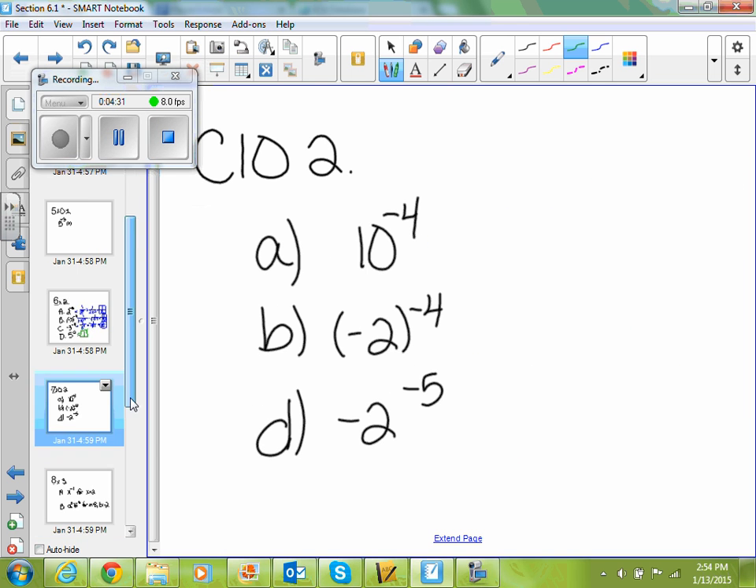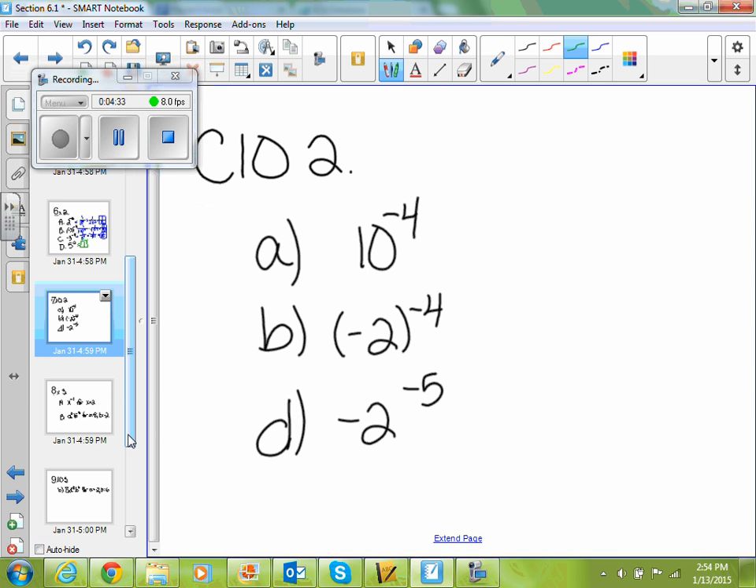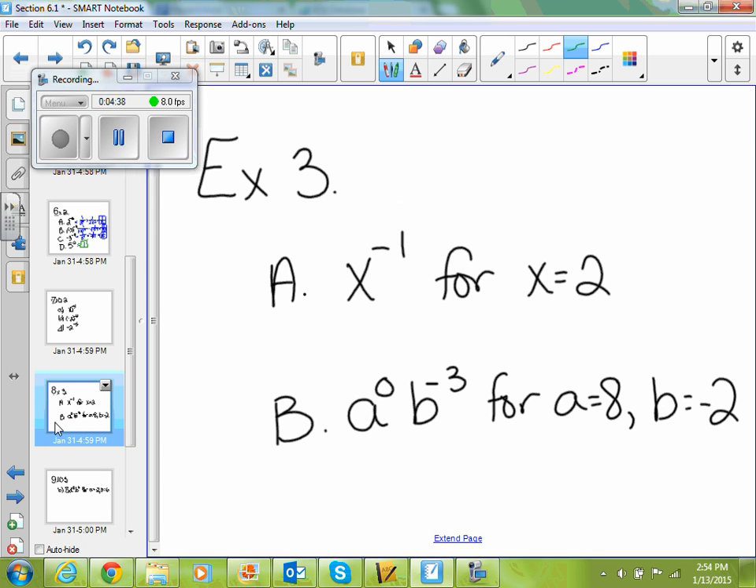Okay, you guys feel good? You want to do these? Okay. So let's skip down then to example 3. Example 3 is where we actually start throwing in letters, which is what you do in algebra. Throw letters around.